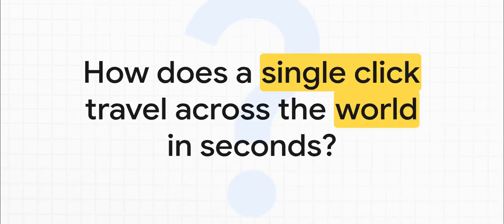Think about it. You click a link, and almost instantly, a web page from a server that could be thousands of miles away just appears. So what's actually happening in that split second? Well, the answer is in the network layer, and it all starts with a little something called a packet.